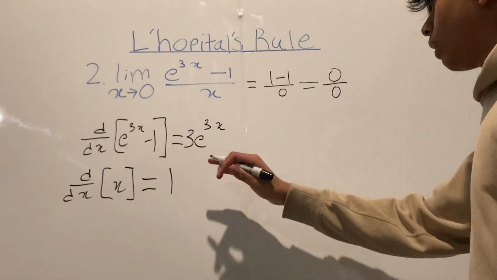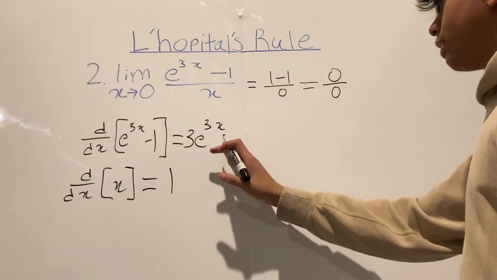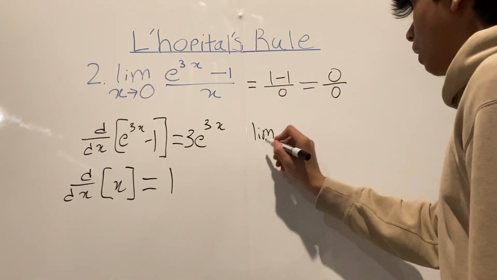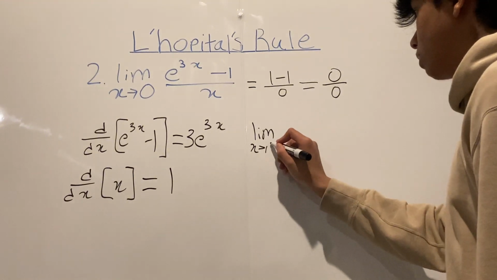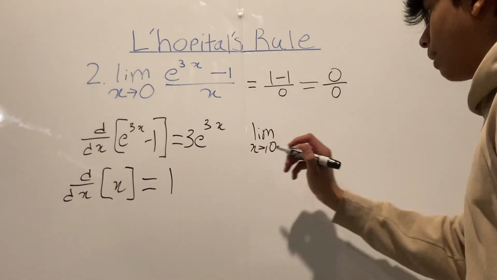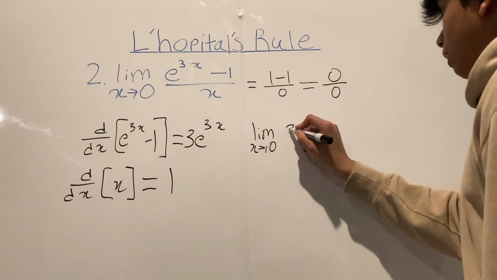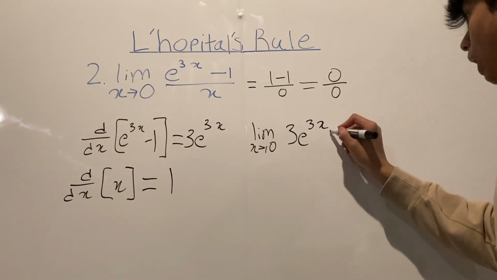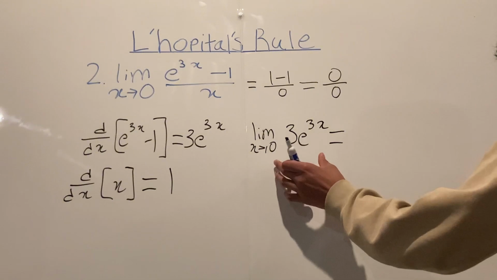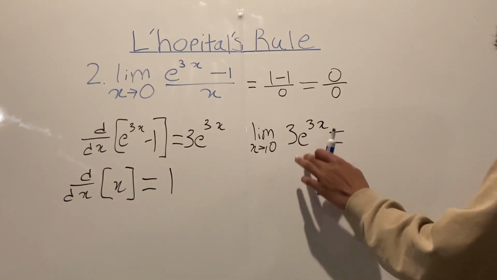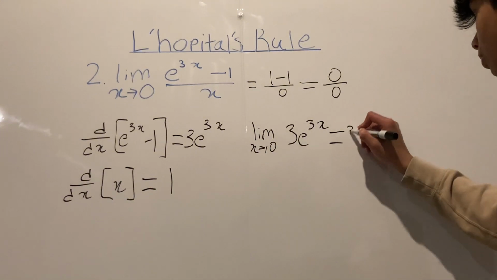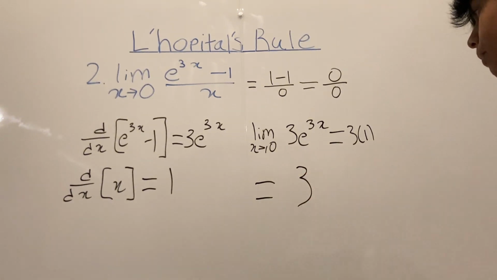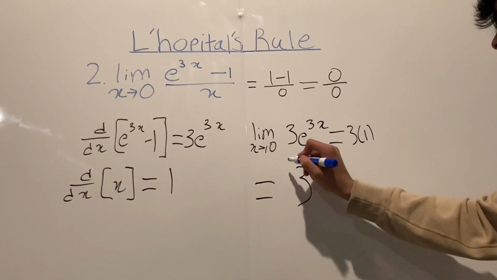So now f prime of x over g prime of x. So now we can just say the limit as x approaches 0 of 3e to the 3x, and since this is divided by 1, we don't have to include it. Now if we use direct substitution, this is going to be e to the 0. So 3 times 1, the final answer is just 3. And let's box this in.